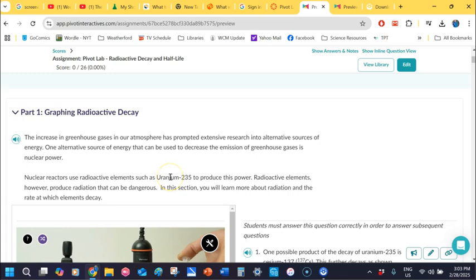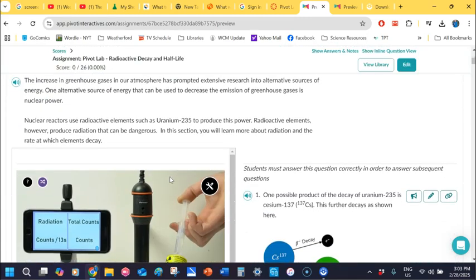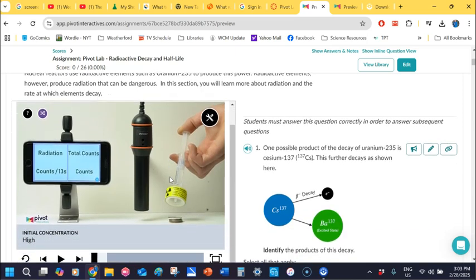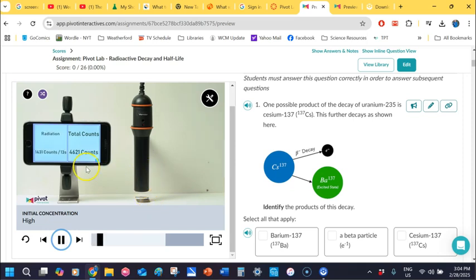Starting off, we're going to graph radioactive decay. Remember, decay can be either beta particles or gamma particles. Basically, we're going to have a setup here, a video, just like a lot of the others. On the video, as time goes on, they're going to put a little radioactive source here, put the little detector over it, and then count the number of counts per 13 seconds and the total number of counts at any given time.